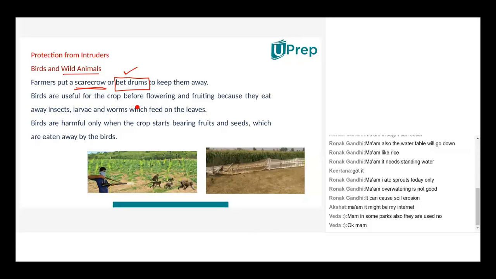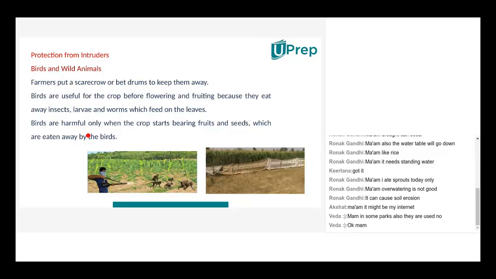Certain birds are useful for the crop before flowering. Why? Who can answer this? Why are certain birds useful? Because they take the pollen from one flower to another flower, from anther to filament. So both pollination as well as pest control can be done by the birds, right? The insect larvae and worms which feed on the leaves will be eaten away by the birds.